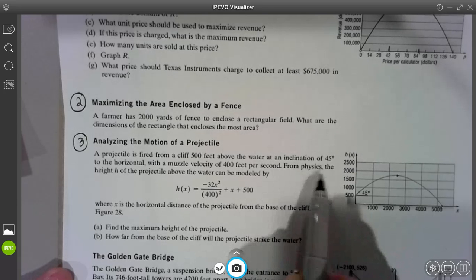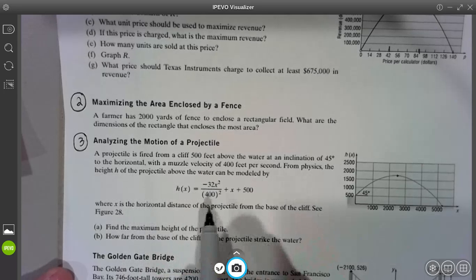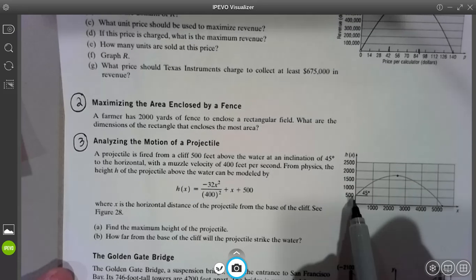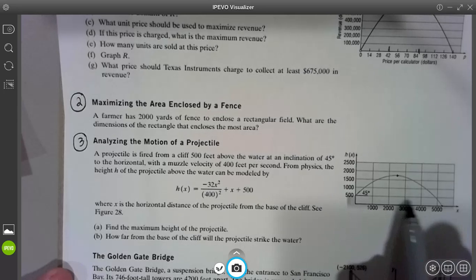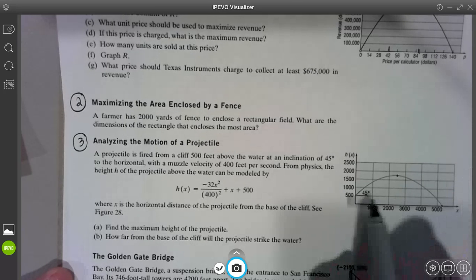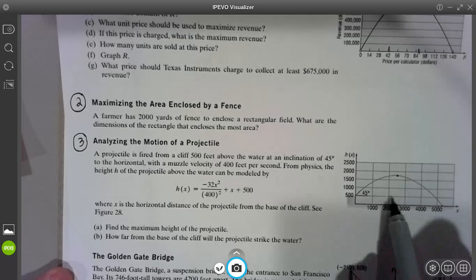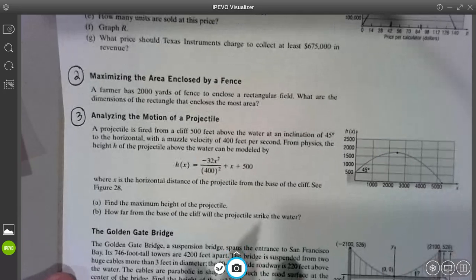All right. From physics, the height h of the projectile above the water can be modeled by this quadratic function. Guys, she ain't pretty, but at least they wrote the function for us. And again, it's 500 feet above the water, so we know it starts at the point (0, 500). It's got a 45-degree angle from the horizontal line straight out, usually where it's 45 degrees from the ground. In this case, because it's starting a little bit higher, the 45-degree angle is just straight across from our line of sight.